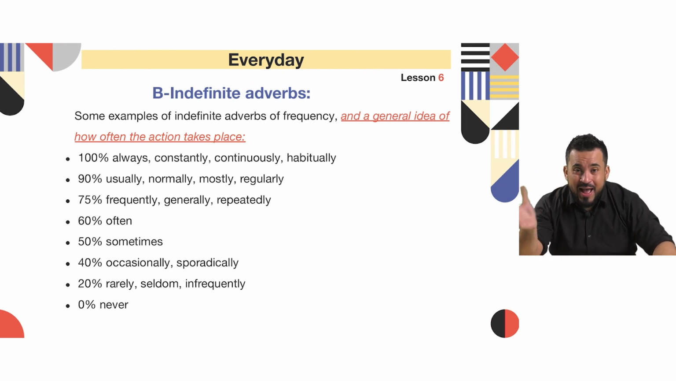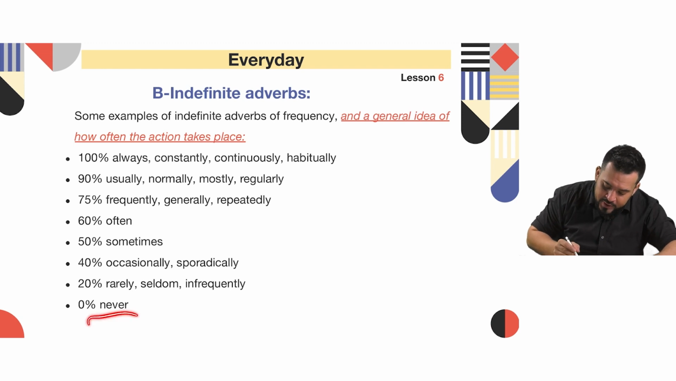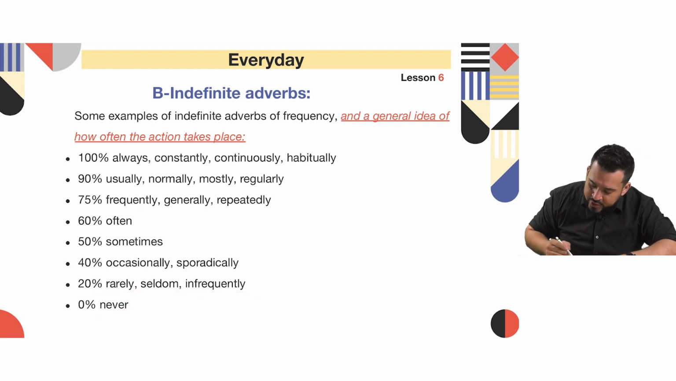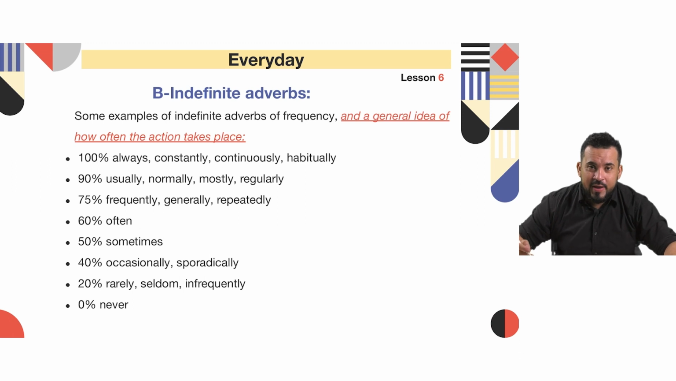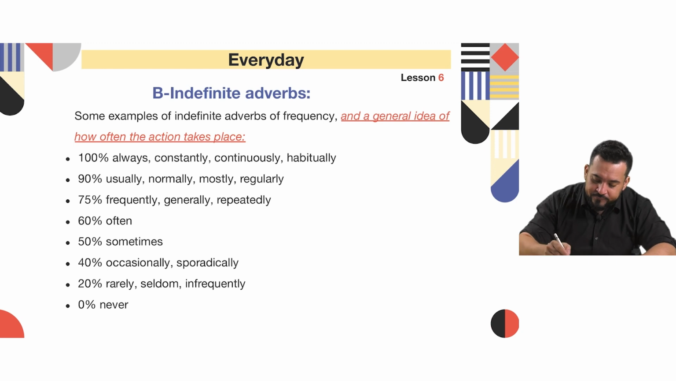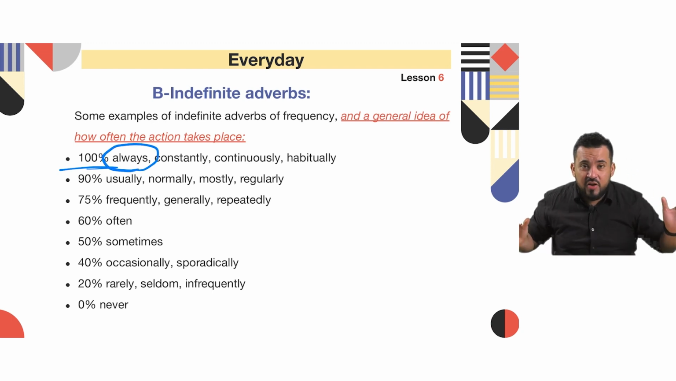Indefinite adverbs of time. The indefinite adverbs of time are as follows: never, rarely, seldom, infrequently, occasionally, sometimes, often, frequently, generally, repeatedly, usually, normally, mostly, regularly, always, constantly, continuously, or habitually. Okay? Let's not confuse yourselves. Let's just take one from each category. That's plenty. So from the 100% category, we will take always. This is the 100% category.